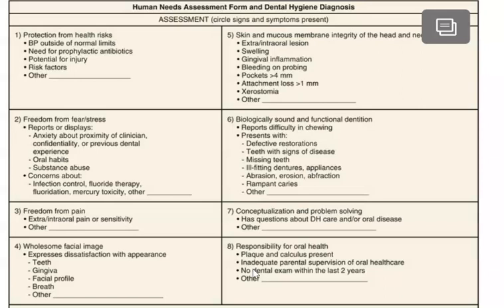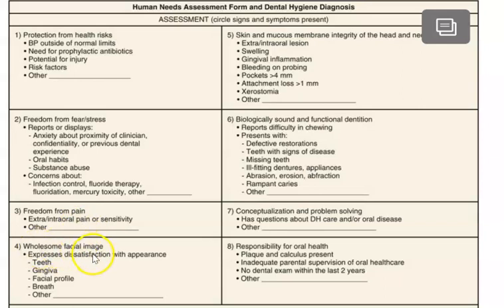So let's recap. Human needs assessment. There are 8 of them. Protection from health risk. We want our client to be healthy, completely healthy. If they are not, we need to identify why they're not. Freedom from fear and stress. We want our clients to not be anxious, not be stressed, not be fearful when they're in the dental office. If they are, we're going to address it. Freedom from pain. We want our client free from pain. There should be no pain in their mouth. If they are, we're going to address it.